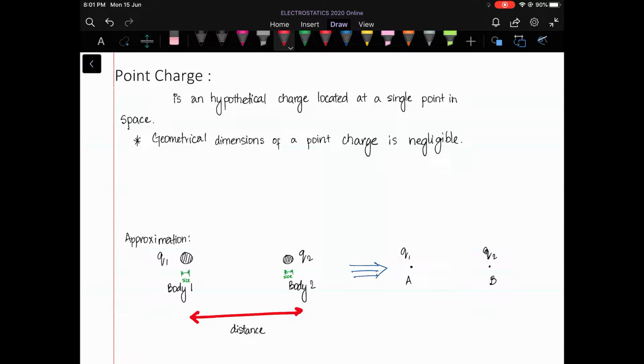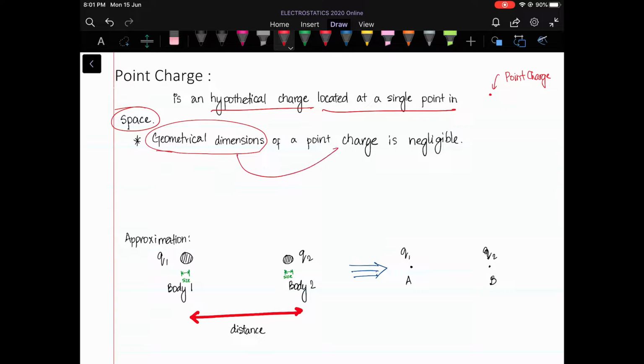A point charge is a hypothetical charge located at a single point in space. From the name itself, you can make out that any charge which we can consider located at a single point in space, we have to start calling it point charge. You can say that the geometrical dimensions of the point charge are negligible. That means we cannot talk about its length, breadth or height or any volume.